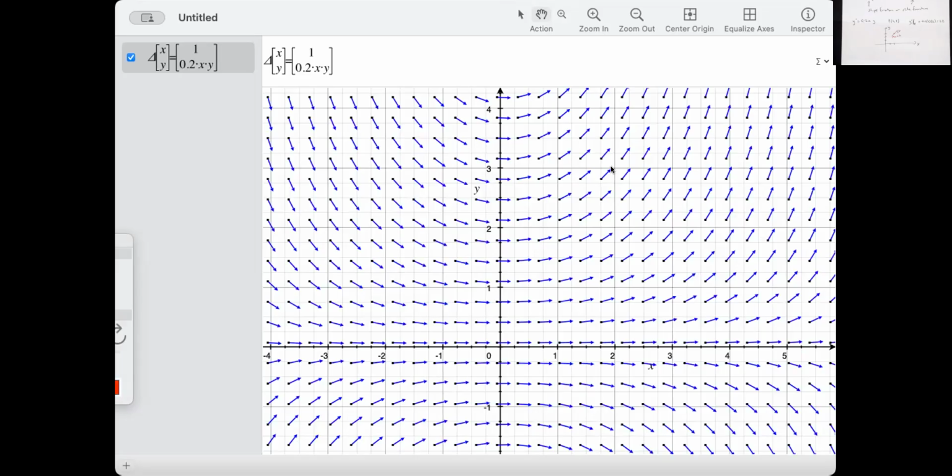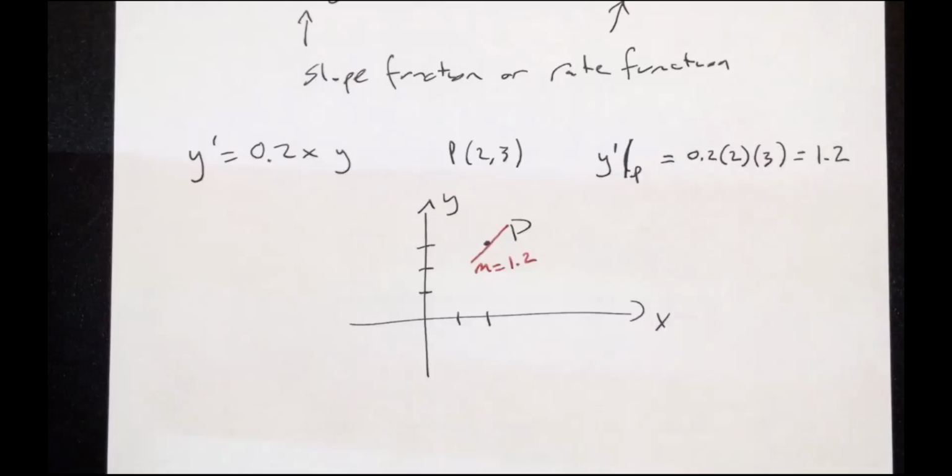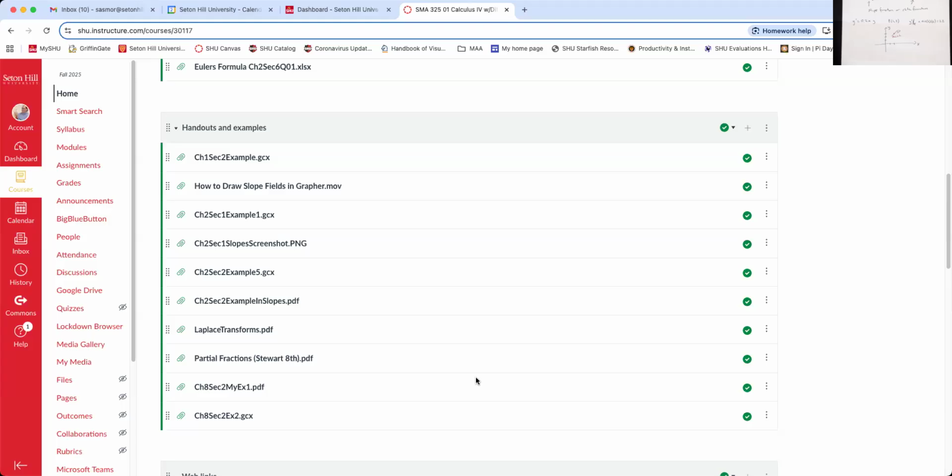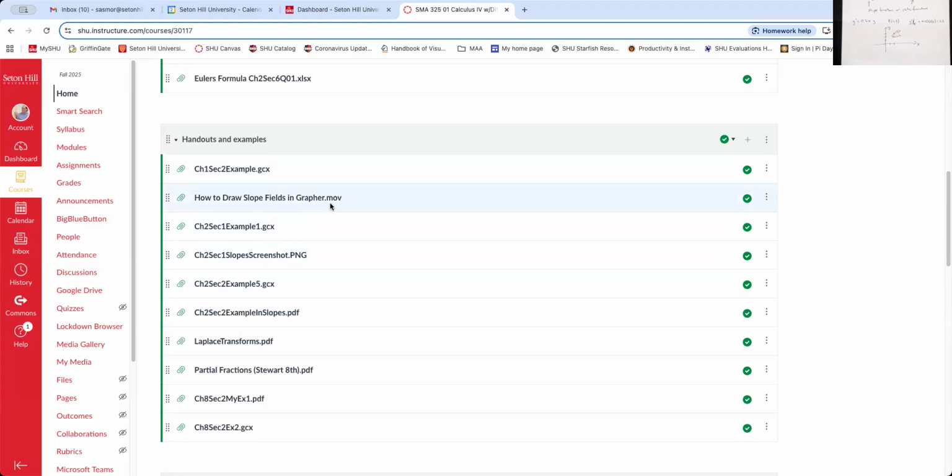Now I will also tell you that you don't have to use the grapher. Let me turn this off. Where is my stop share? Right here. On our Canvas page, like I said, there's the video for how to draw slope fields in Grapher. It's in the handouts and examples section.